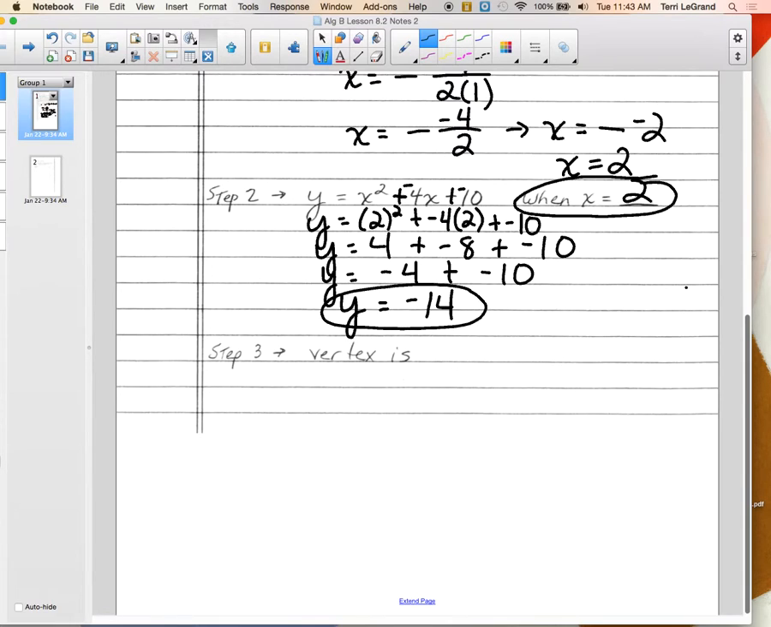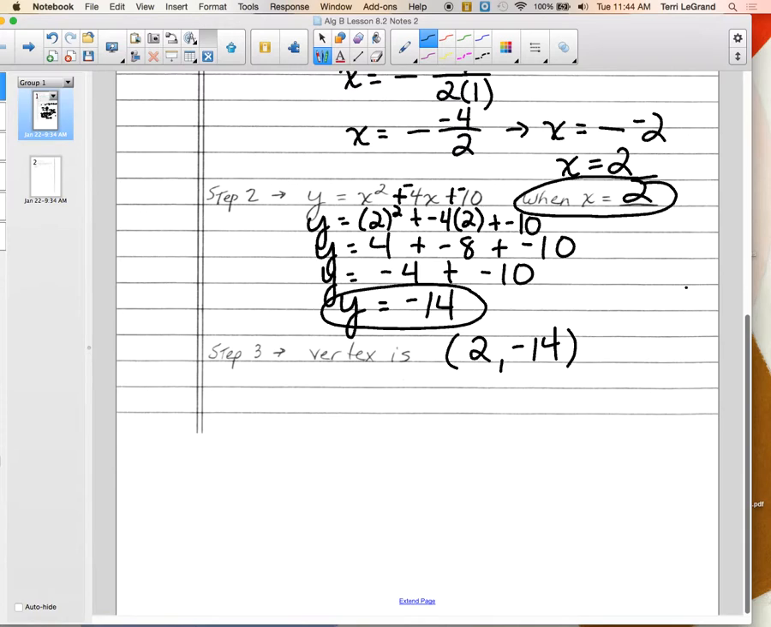Step 3, write the vertex as what? An ordered pair. So the vertex is the ordered pair what? 2, negative 14. So we know a few things about this parabola right now. What direction does it open? Up. Why does it open up? Because the a value is greater than 0. It's a positive number. So we know we have this parabola opening up.